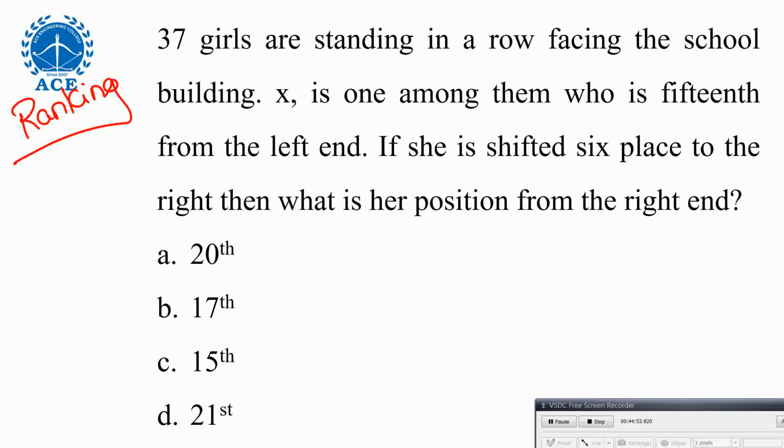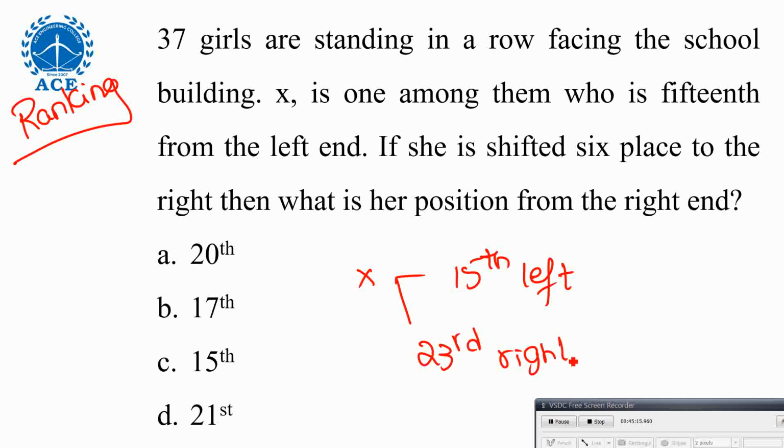See, 37 girls are standing in a row facing the building. X is one among them, and X's place is 15th from the left end. Obviously, as the total number of people is 37, it's 23rd from the right side, not 22nd. This is given, but how do you know it is 23rd from the right side, sir? How can you decide that? That is what the ranking concept is all about.